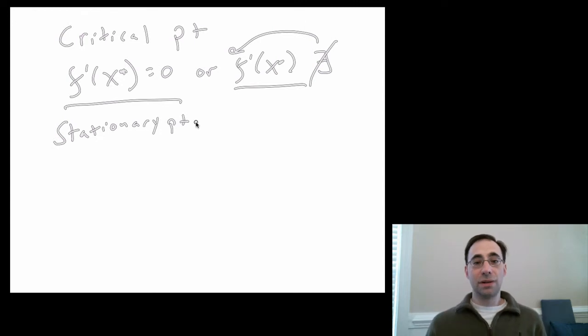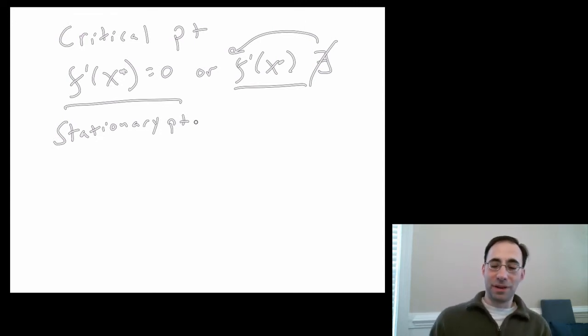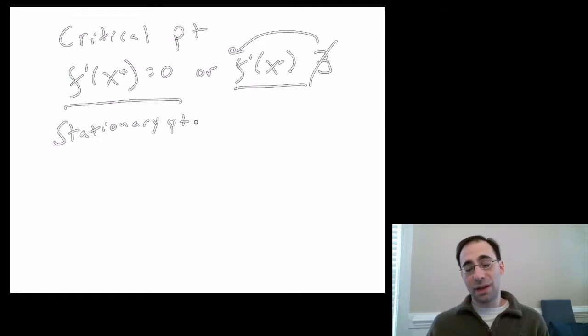Since the slope is 0, in a sense, the function is going nowhere at that point, even though it could be going somewhere around the point. So these are stationary points. These are points in which the first derivative is 0. And these are the points we're going to concern ourselves with for all the reasons we discussed already.